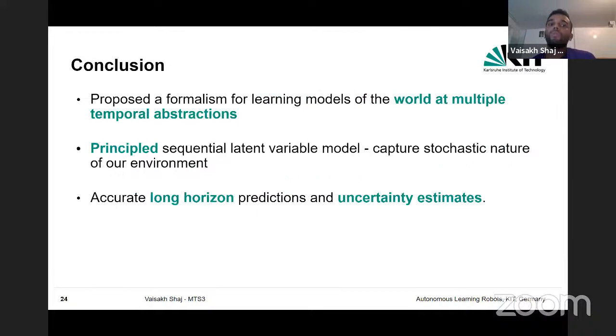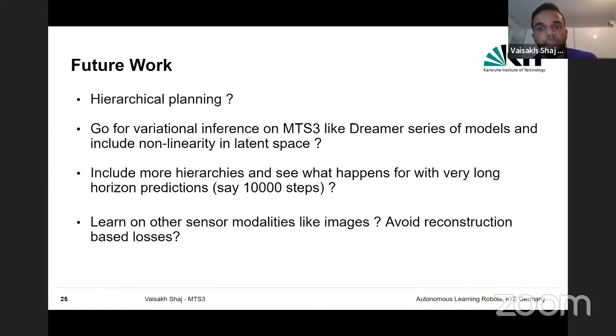Okay, so in conclusion, we proposed a formalism for learning world models at multiple temporal abstractions, as a principled sequential latent variable model that can capture the stochastic nature of our environment, but with some star mark, maybe not multimodality. It can produce accurate long horizon predictions and uncertainty estimates. Some of the future work can be how to perform hierarchical planning with this model. Can we do that? How to do that? Right now, we only focus on prediction.